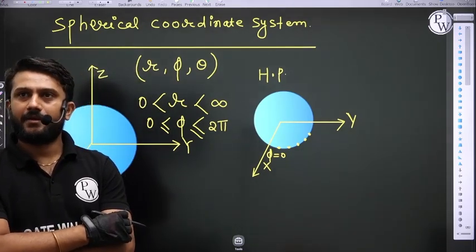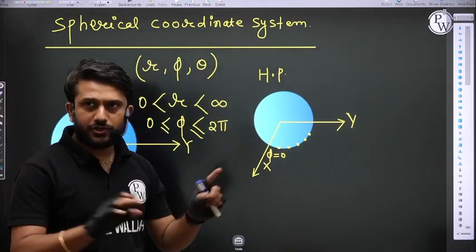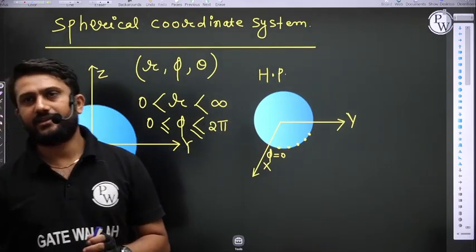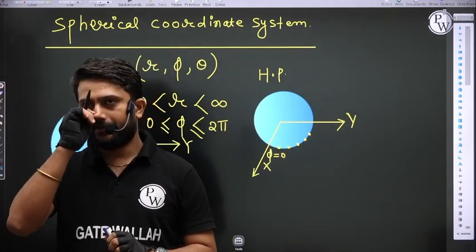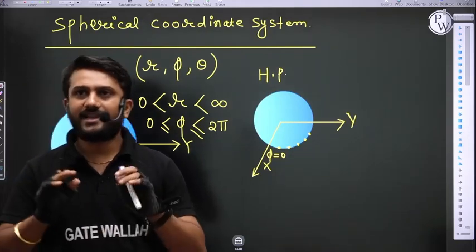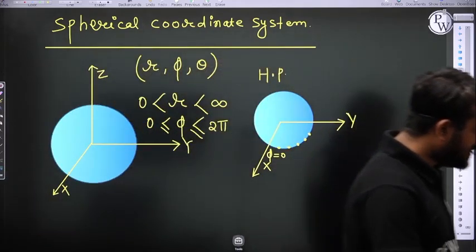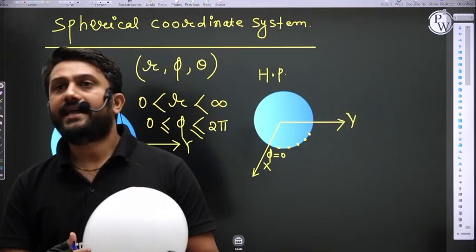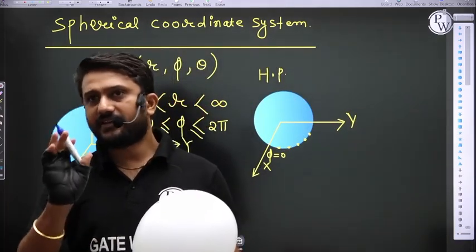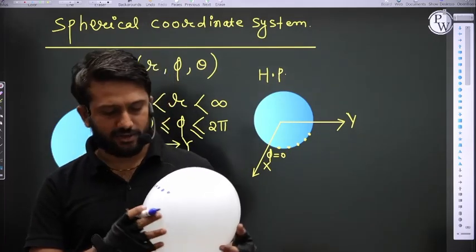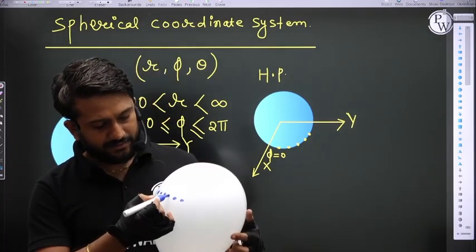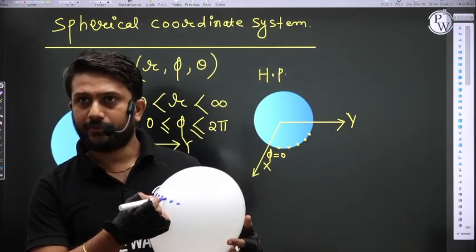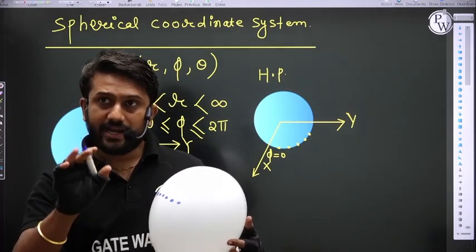Is it clear? So in a horizontal plane, if I want to fix a point, then r and phi are required. But in space, another parameter is required. Now see here. I fix the r and I fix the phi. So let us assume in a plane, this is the point. Now I want to locate this point in space.